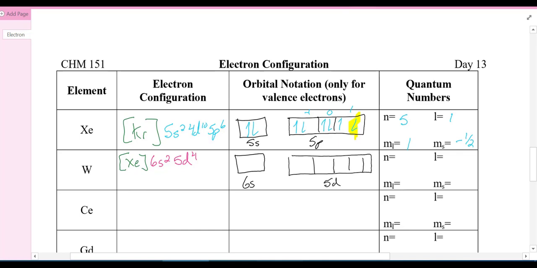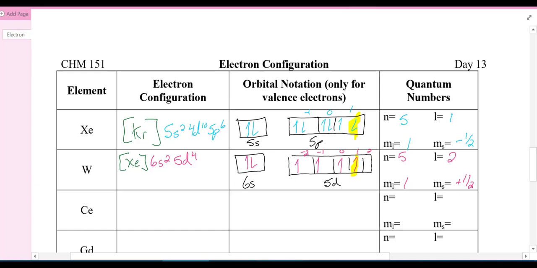5d, and we have 4 in there. So, up, down, up, 2, 3, 4. And this guy. So, N, 5. L, d orbital 2, M sub L, negative 2, negative 1, 0, 1, 2, it's 1, and then plus 1/2. And that looks great.